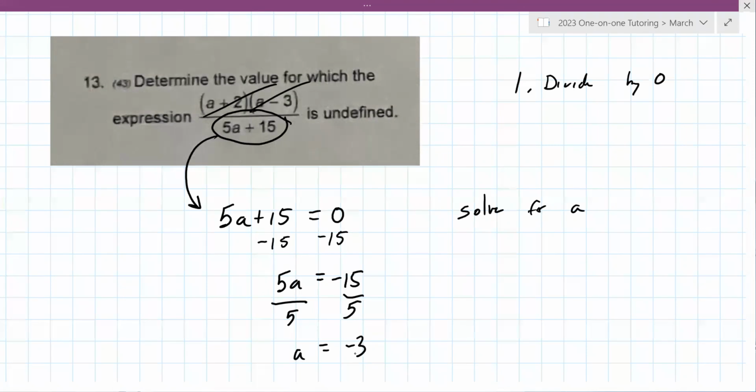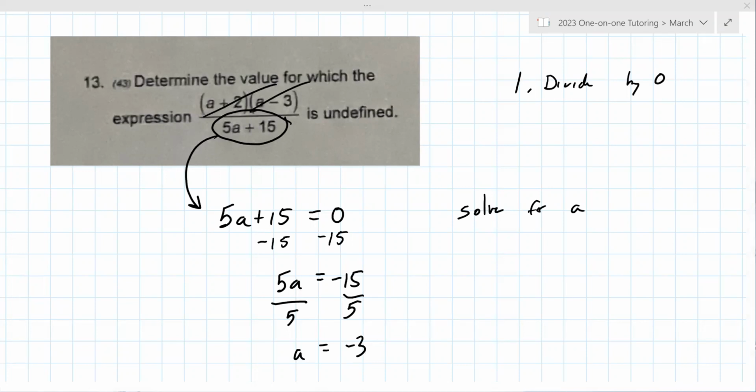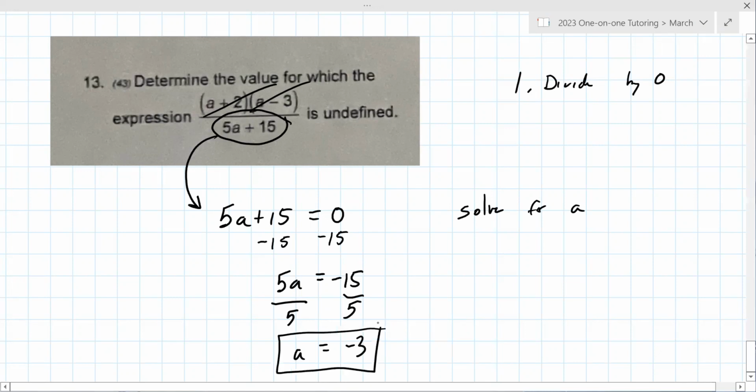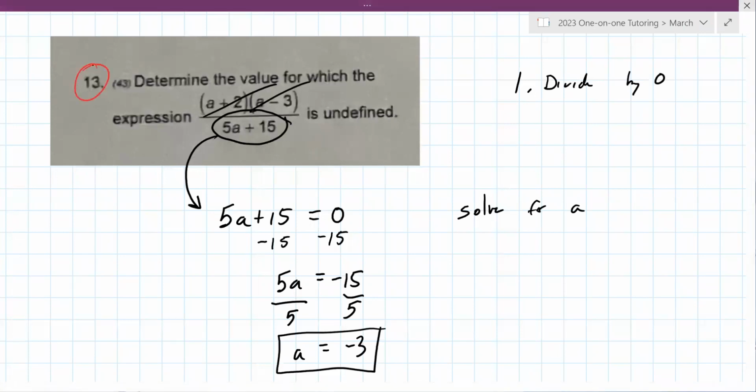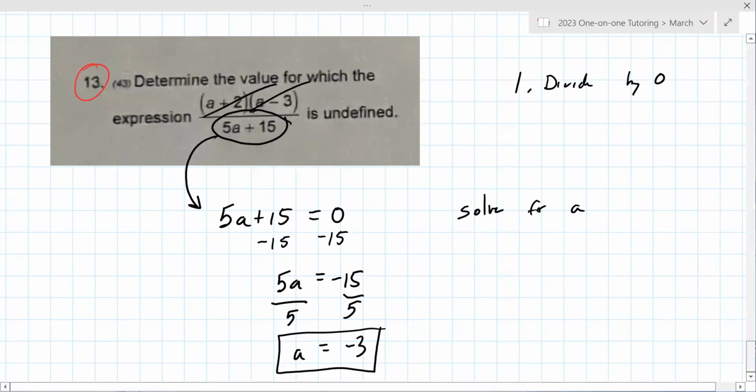You are not allowed to divide by zero in math, programming, anything. It's really, really bad. So if A were -3, it'd be undefined. Yeah, okay. Yes, yes. All right, we can move on.